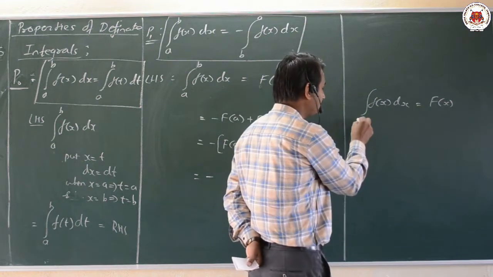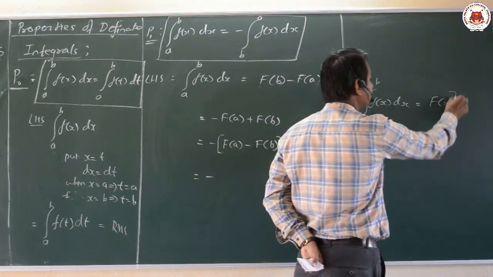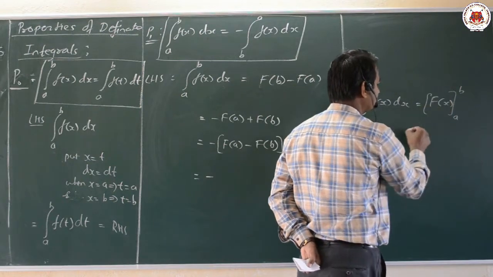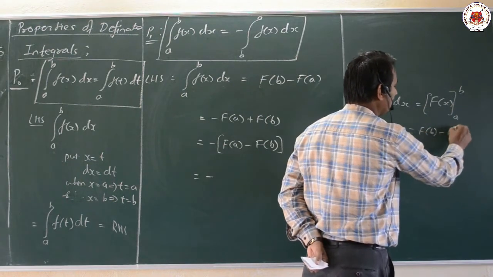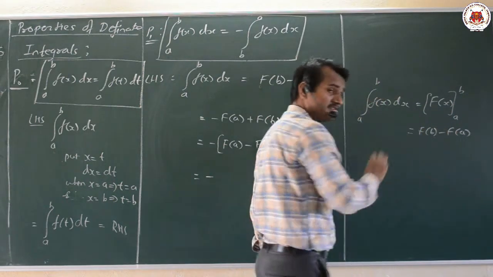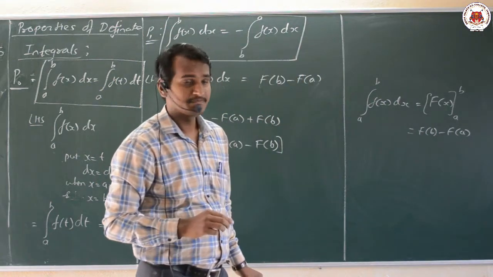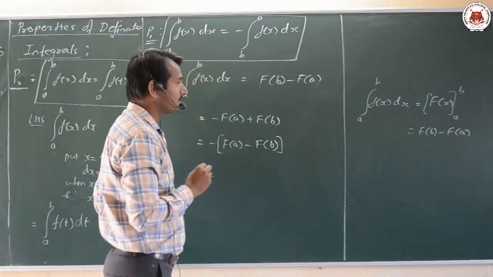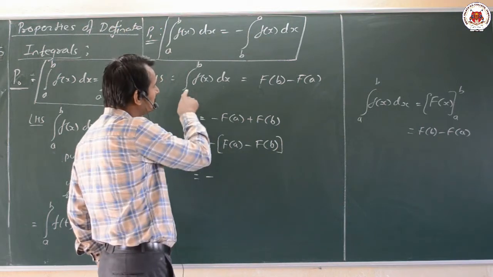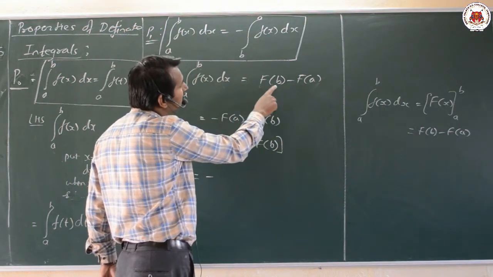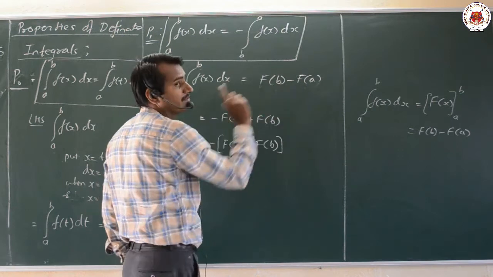Okay, now if you have the limit a to b, I will substitute it: that is F of b minus F of a. This thing we already learned in the previous classes. That means here what I have to substitute is, a to b means the upper limit, F of b minus F of a.